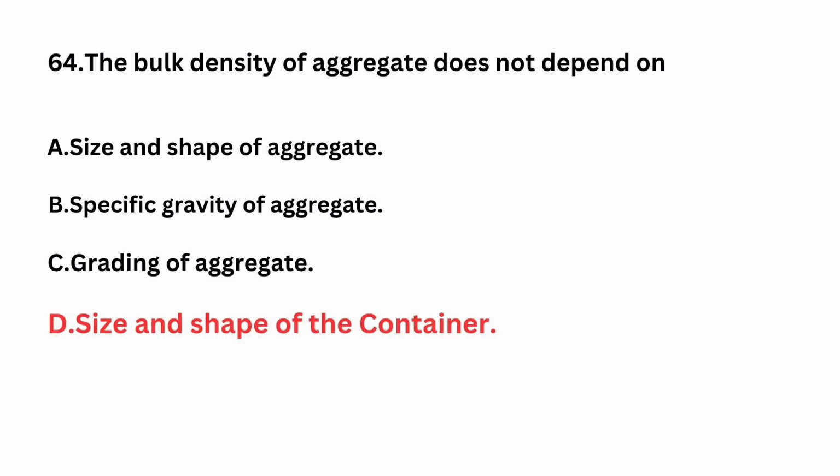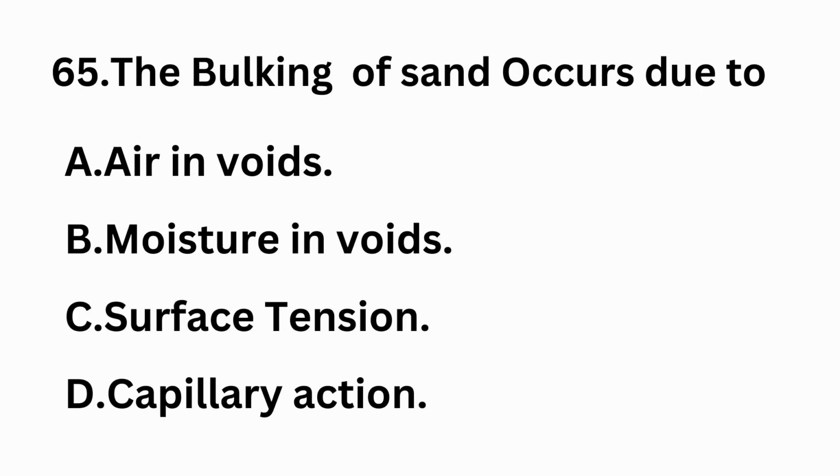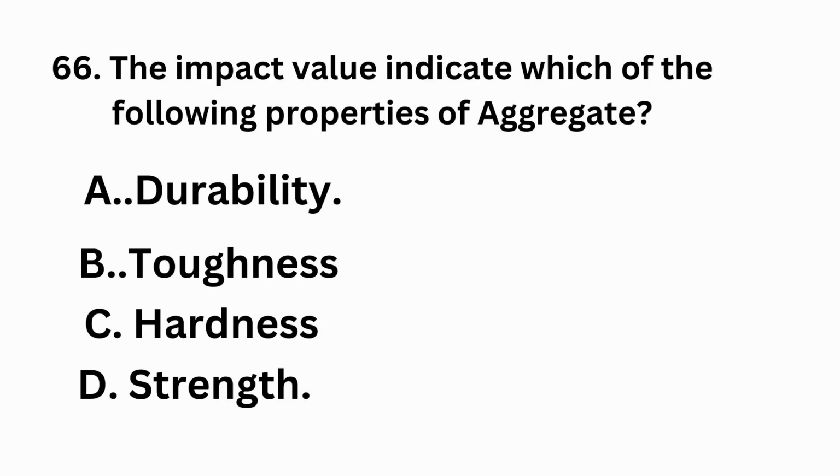So D is correct. The bulking of sand occurs due to: A. Air in voids, B. Moisture in voids, C. Surface tension, and D. Capillary action. Bulking of sand is the phenomenon of increase in sand volume due to the increase of the moisture content. So B, moisture in voids, is correct.